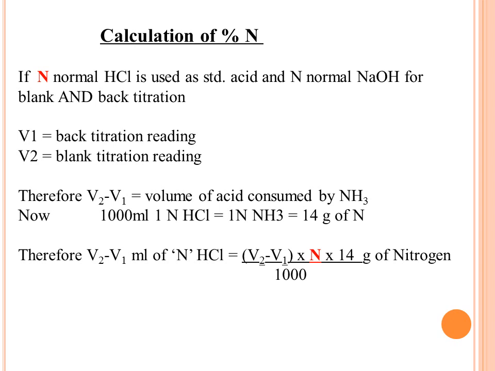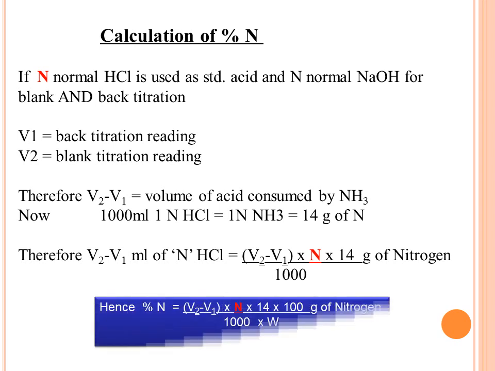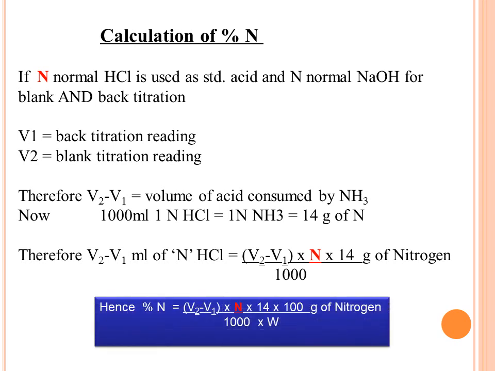Now this quantity is present in W gram of coal that we have taken for the experiment. So how much is it in 100 gram of coal? That is nothing but its percentage. So the percentage of nitrogen is equal to V2 minus V1 into N into 14 divided by 1000 into 100 upon the weight of coal. That is the formula for the percentage of nitrogen.